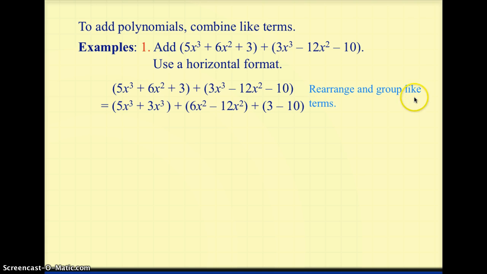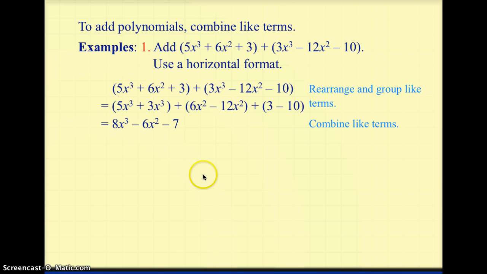First, you're going to rearrange and group the like terms. So if you can see here, I've rearranged and grouped all the like terms with the like exponents. So this is 5x to the third plus 3x to the third. They have like exponents of 3. And I put them in parentheses so I could show them in a group. Then I added it to my next group, which is my like terms of x squared. So I have 6x squared minus 12x squared. And then I will add it to my last group, which is my terms without a variable. So 3 minus 10.